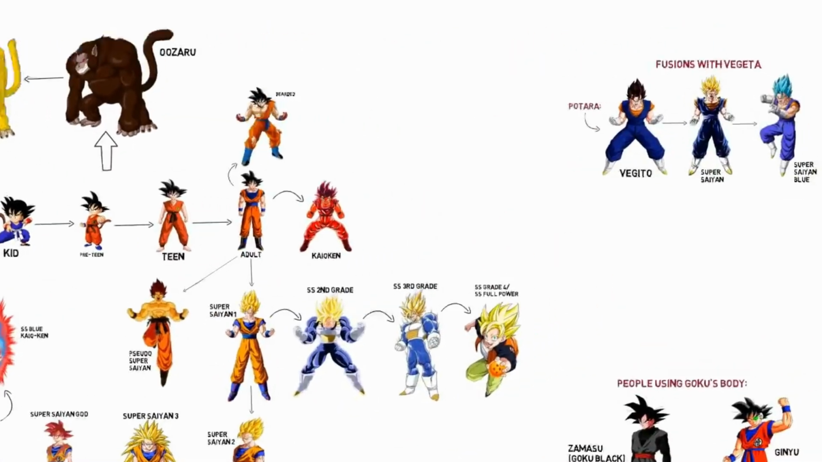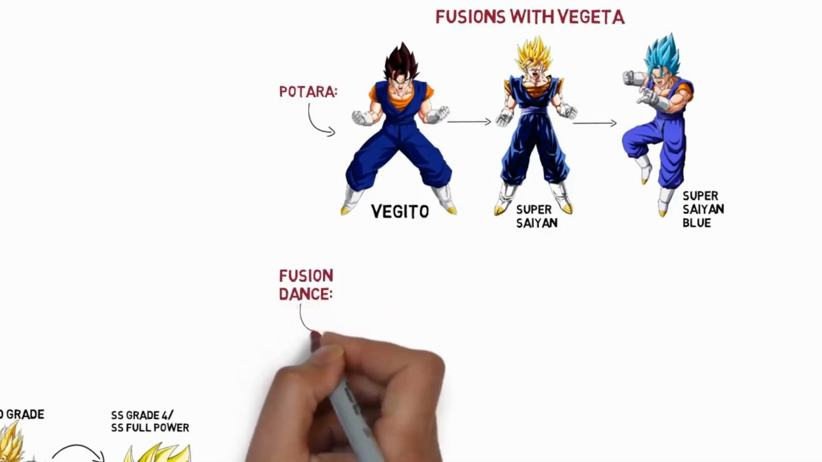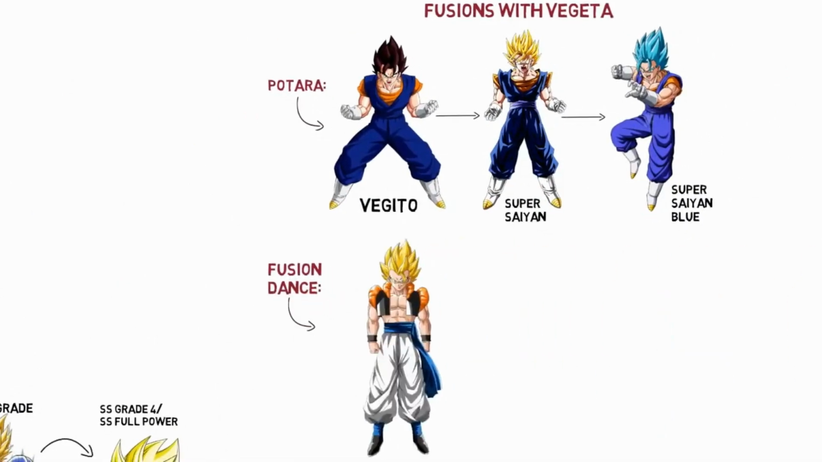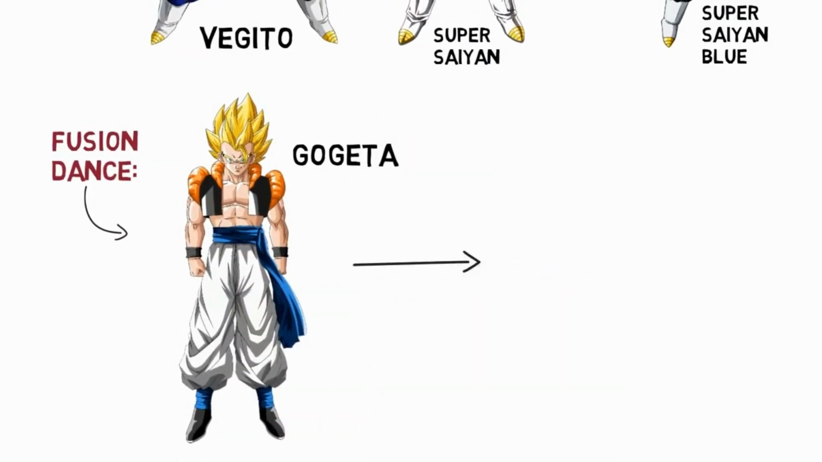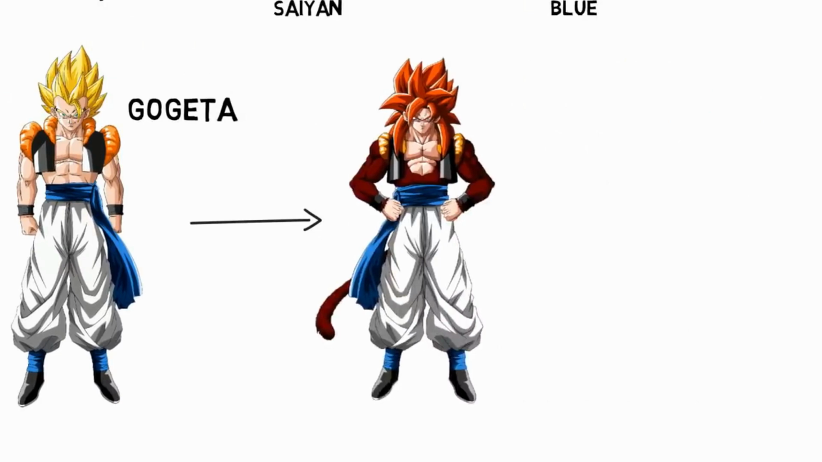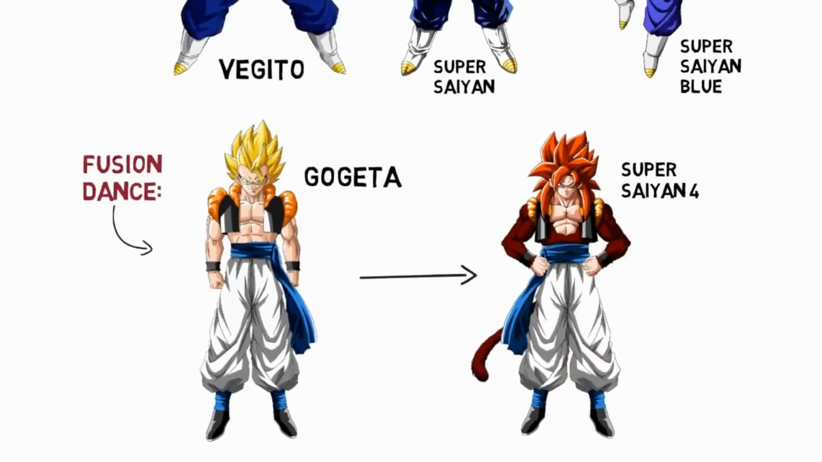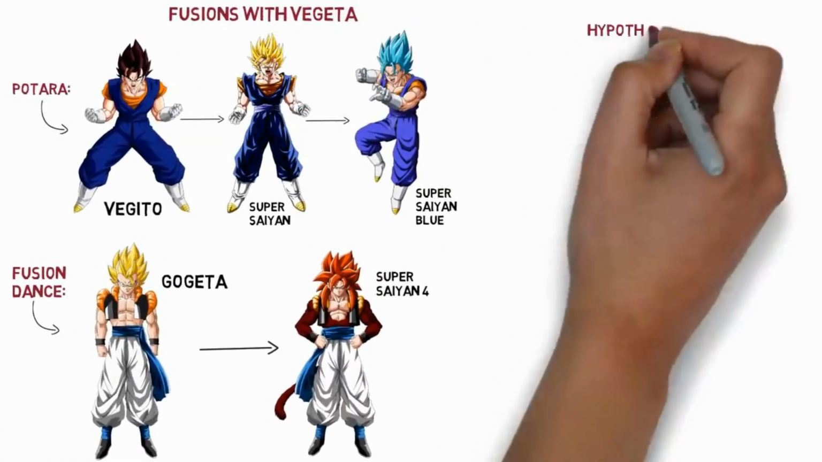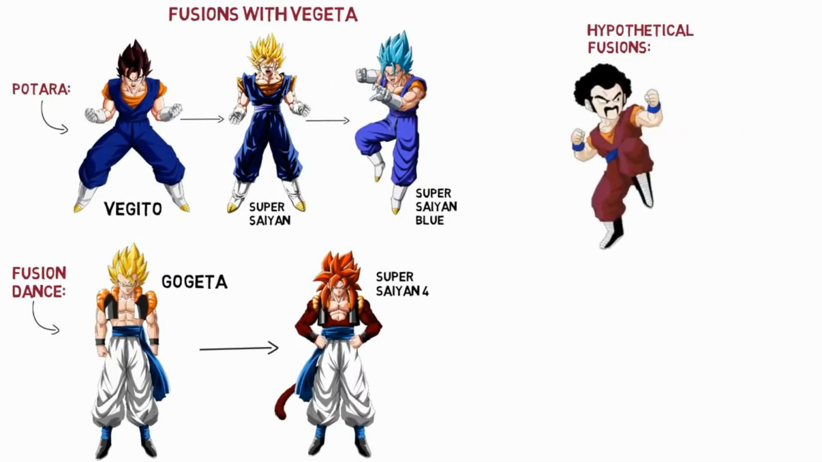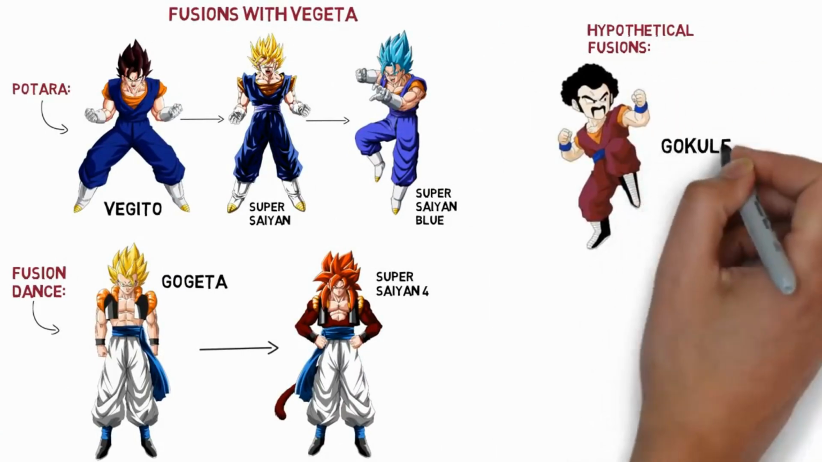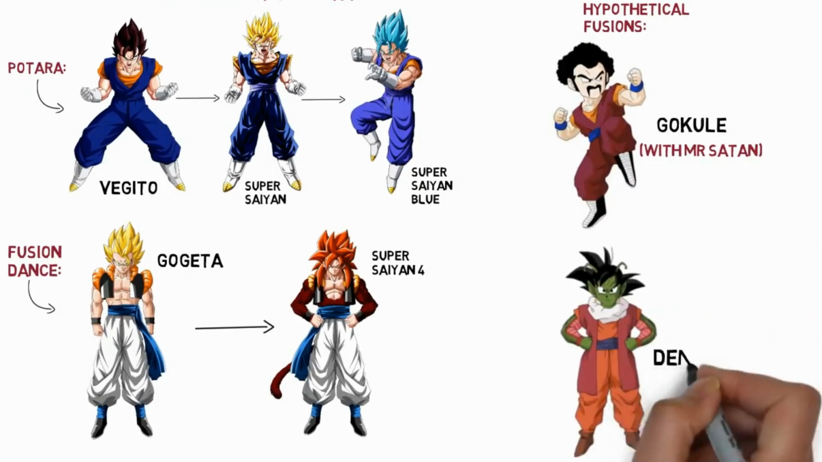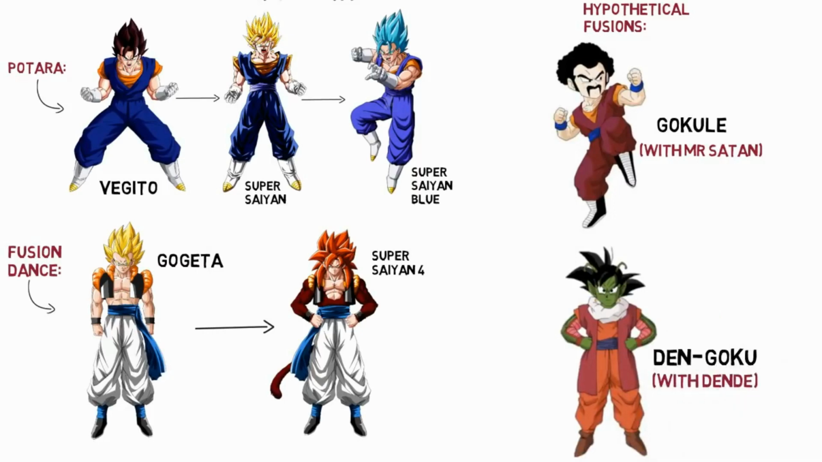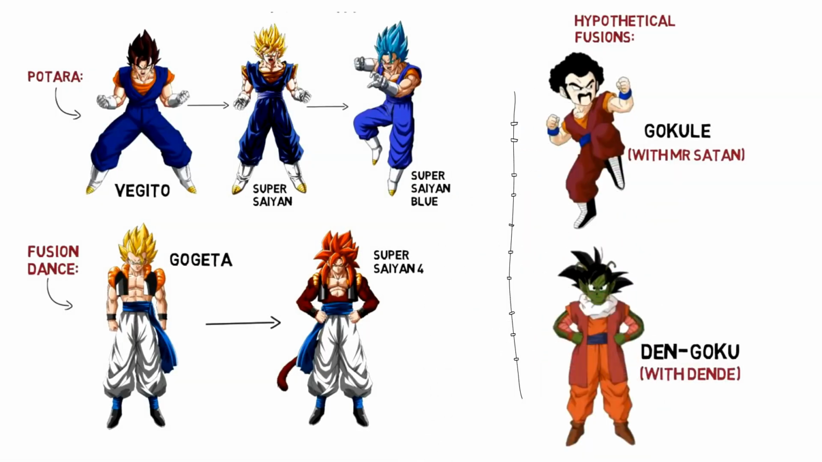We're gonna dive further into Goku's fusion with Vegeta, this time using another method known as fusion dance. Originally it was considered non-canon as it only appeared in the non-canon Fusion Reborn film and in GT in its Super Saiyan 4 form. There are also several hypothetical Goku fusions with other characters that never really happened as Goku just imagined them. These are with Hercule, also known as Satan, forming GOKU, as well as Den Goku fusion with Dende.